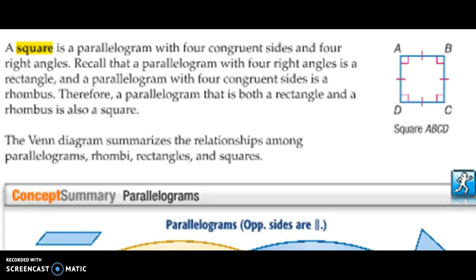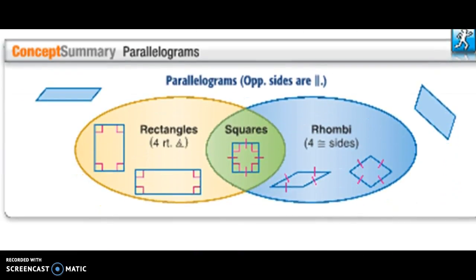So the next thing we're going to talk about, we talked about rhombus, now we're going to talk about a square. Well, a square is a parallelogram with four congruent sides like a rhombus, but also four right angles. So recall that a parallelogram with four right angles is a rectangle, and a parallelogram with four congruent sides is a rhombus. So essentially what a square is, it's both a rhombus and a rectangle.